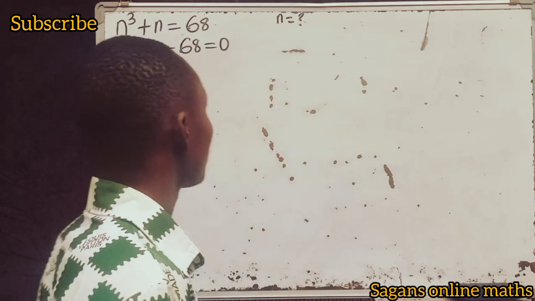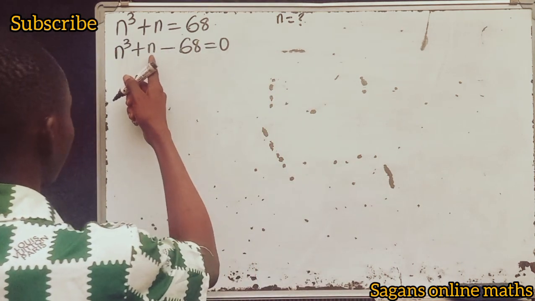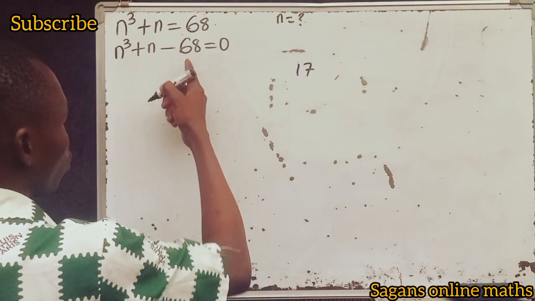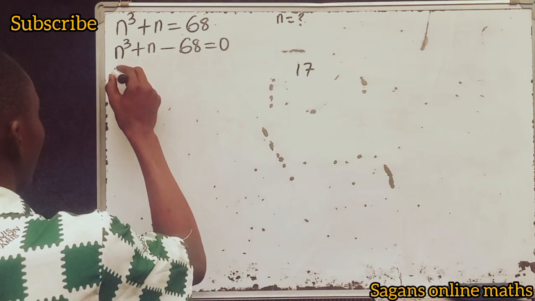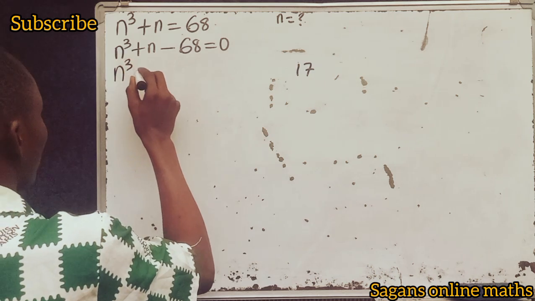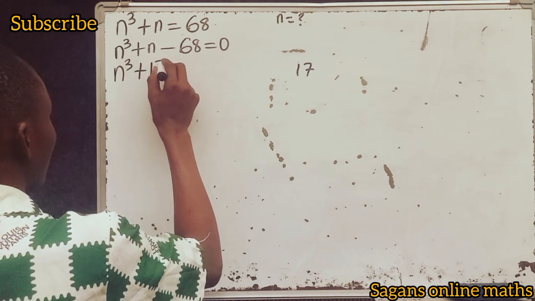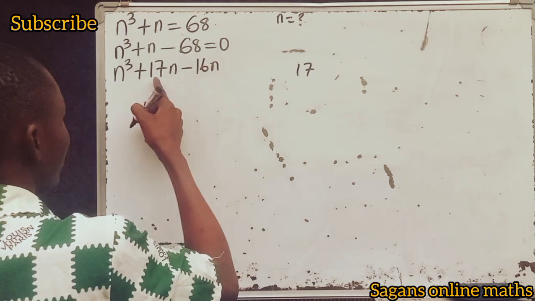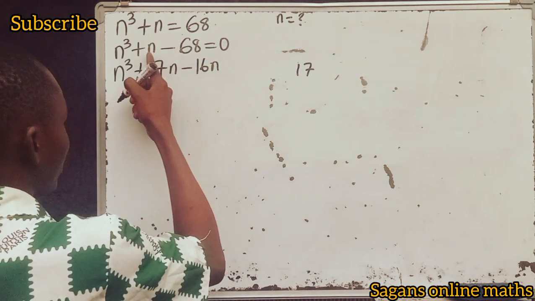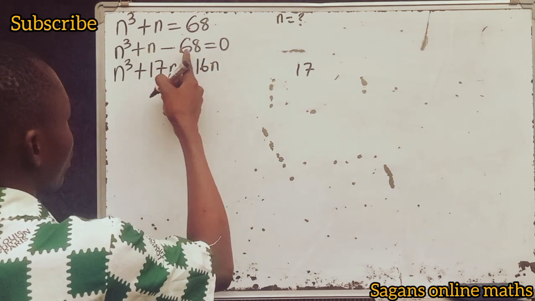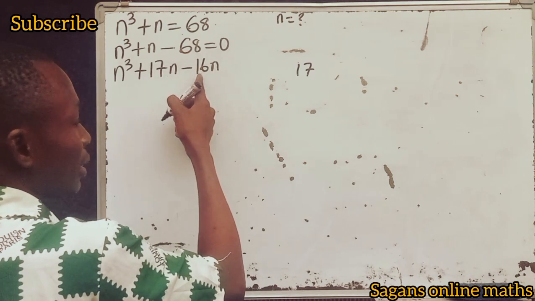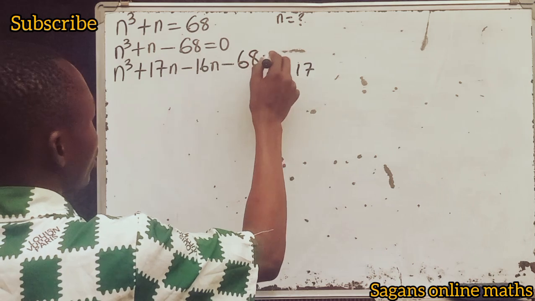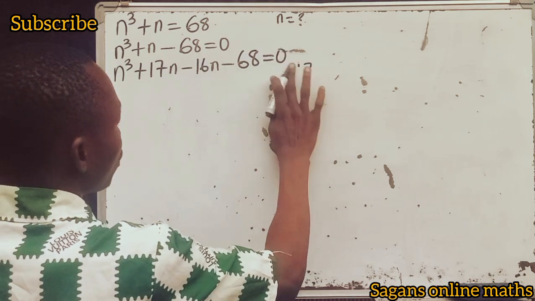Now we know that 17 is a factor of 68. So we are not wrong if we decide to write this as n to the power of 3, then plus 17n, minus 16n, because 17n minus 16n will give us n. You see, 17 is a factor of 68, and 16 is a perfect square, right? Then minus 68, all equals 0. We can remove this from here.